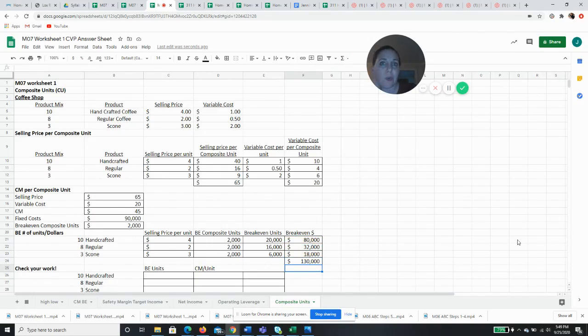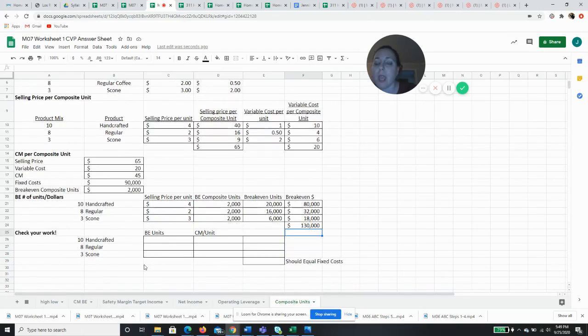All right, who wants to check their work? Of course, we always like to check our work. So we can come down here and we can check our work. So our break-even units here is 2,000. Oh no, this isn't composite unit. This is just break-even units. So our break-even units for handcrafted coffee was 20,000. Our break-even units for regular coffee was 16,000, and our break-even units for scones was 6,000.